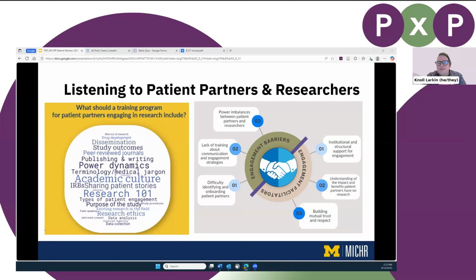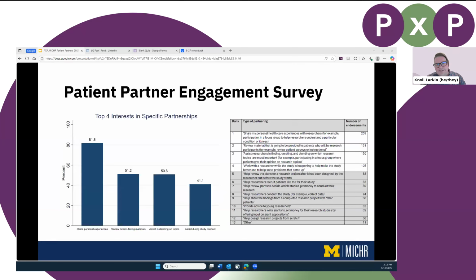We asked researchers, what makes it easier or what makes it more challenging to partner with patients in clinical research? So for example, having that institutional structure and support was the number one most cited thing that made it easier for researchers. And again, understanding the impact that patient partners have on research was a really big facilitator. So we couldn't stop at the qualitative data.